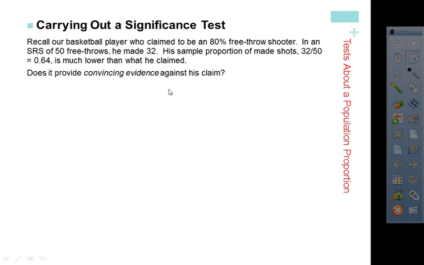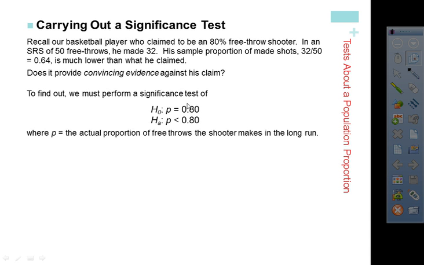And in order to do that, we can do a significance test. You've already learned how to write the null and the alternative here. He says that he's 80%, so p equals 0.8. Remember, it has to be a p because it's dealing with the population proportion. And then the alternative is that no, it's less than 0.8. And they remind you that p is the actual proportion of free throws he makes in the long run.